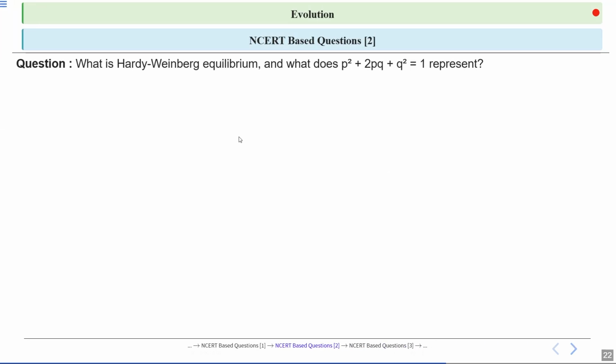Next question, what is the Hardy-Weinberg equilibrium and what does p square plus 2pq plus q square is equal to 1 represent?